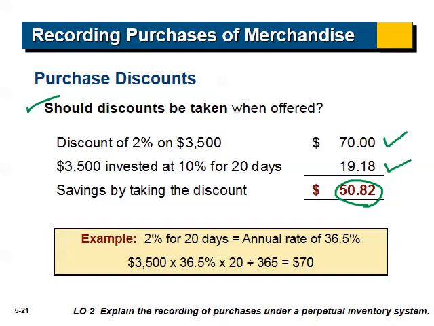And what's the percentage rate that you'd pay if you don't take the discount? Well, if you look at this calculation down here, it turns out that the discount, the percentage interest that you're making or saving, if you will, is 36.5%.